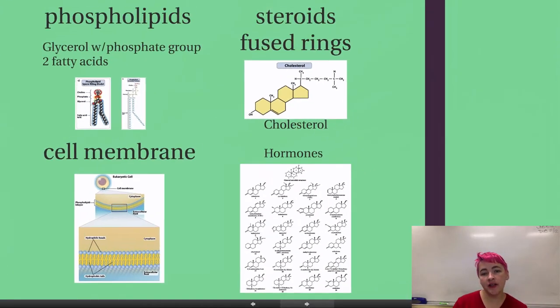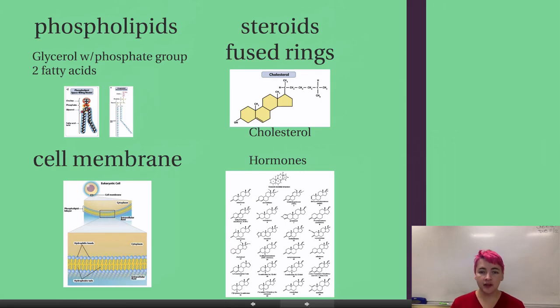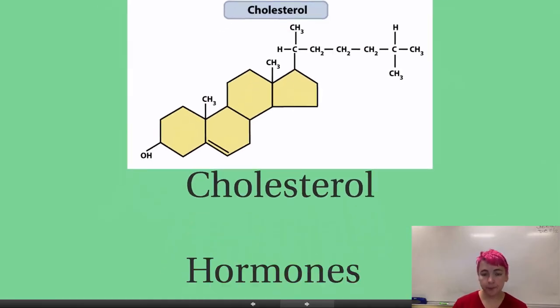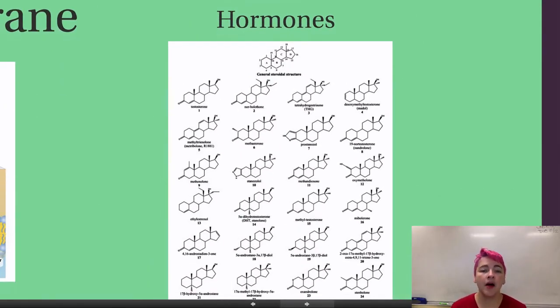And then we have steroids. Steroids are fused rings. One main example is cholesterol. Cholesterol is found within our cell membranes, keeping them more fluid. And then we have a number of steroid hormones. Testosterone and estrogen are steroidal hormones.